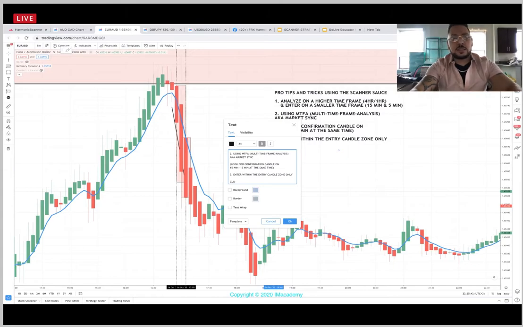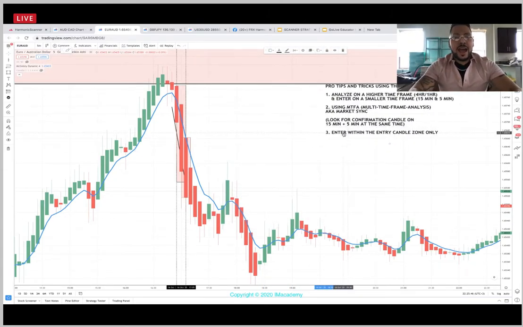I don't know how to say this. I'm just going to show it to you. Let's take a look, right? Number 3: Enter within the entry candle zone only.